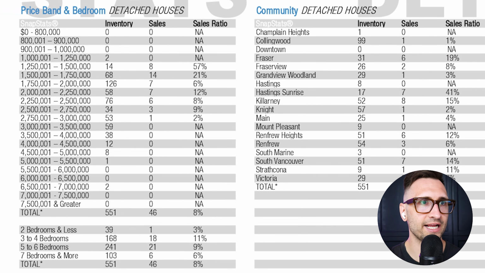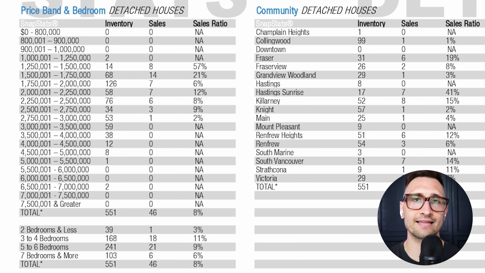If we look at price bands, we know that 1.25 to 1.5 is the most popular. It's sitting at 57%. 1.5 to 1.75 at 21% is still seller market conditions. If you're looking for some of those deals, between 1.75 to 2 million, you're sitting at 6%. And then that 2.75 to $3 million mark at 2% is where you're going to find some value here.